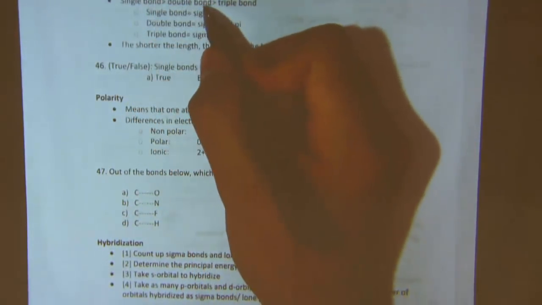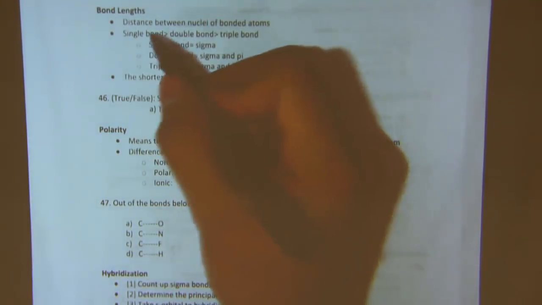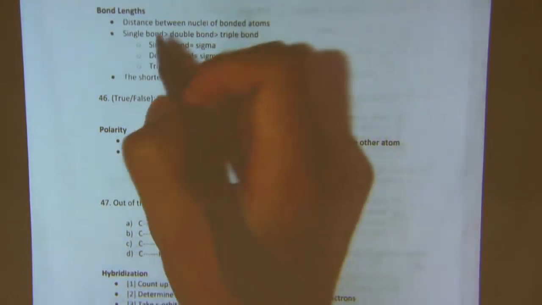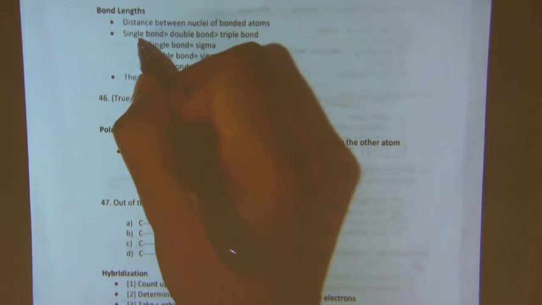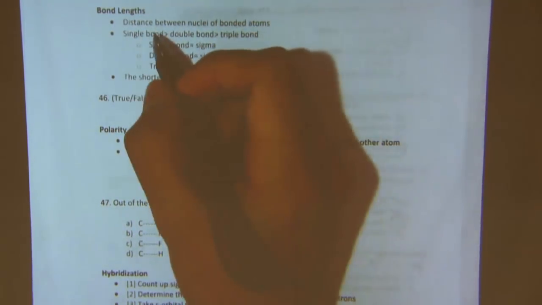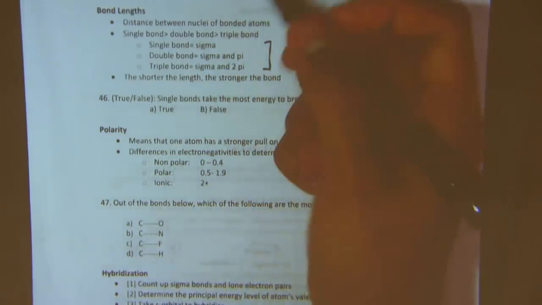And we have relationships for the bond lengths. So the bond lengths are just the distances between the nuclei of the bonded atoms. And the lengths are kind of opposite of the strength. So the weaker the bond, the longer it is. So single bond, double bond, triple bond, and it decreases down that way. And these are related to the types of bond that are present in them.